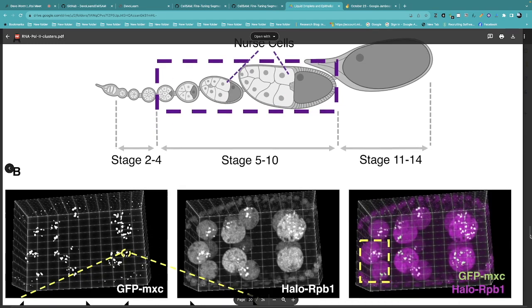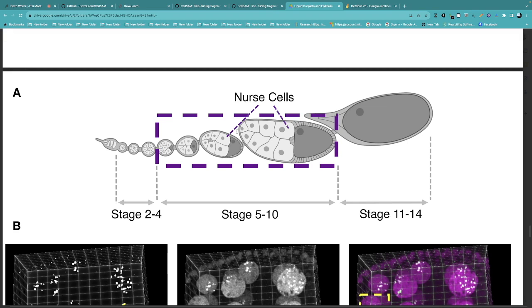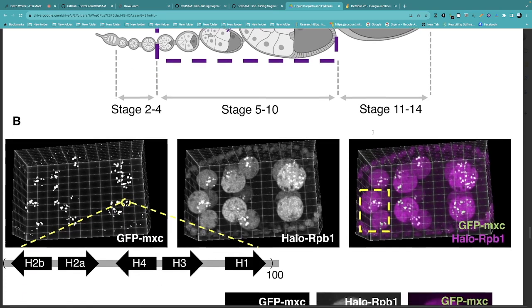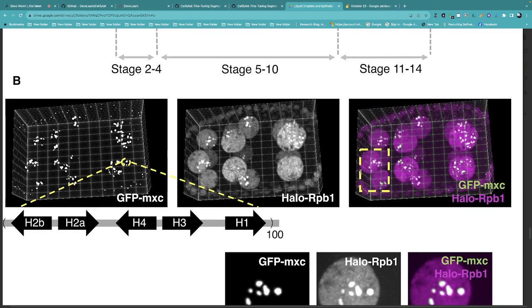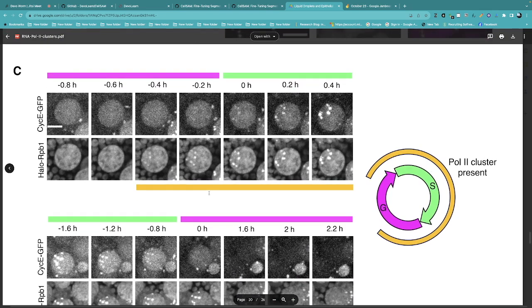Okay, so this is a nurse cell here. This is what they look like. You have sort of stage 2 to 4, stage 5 to 10, and stage 11 through 14. So the nurse cells are these white cells that kind of grow in size, and then they're depleted by stage 11 and 14. And so this is where they're imaging the nurse cells. This is where you have the Pol-II cluster. And so you can see in the G phase and the S phase, the Pol-II cluster is present throughout the S phase, but only part of the end of the G phase and part of the beginning of the next G phase. So it's not present throughout all the G phase, but all throughout the S phase.